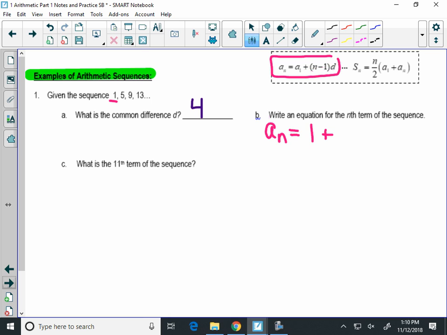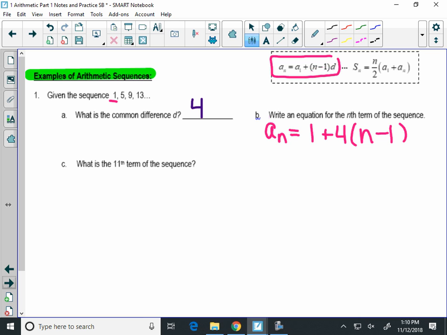Now remember, I like to put the D first. It doesn't matter. I'm going to put D first because that's what's on your paper. What we just said the common difference was 4. So I'm going to do 4 times. Now I'm just coming up with a formula here. I'm not finding a specific term. So I'm going to put n into that equation, because what I came up with here is a formula for any term that I want. If I pick any number for n, I can find that by putting n into the equation.